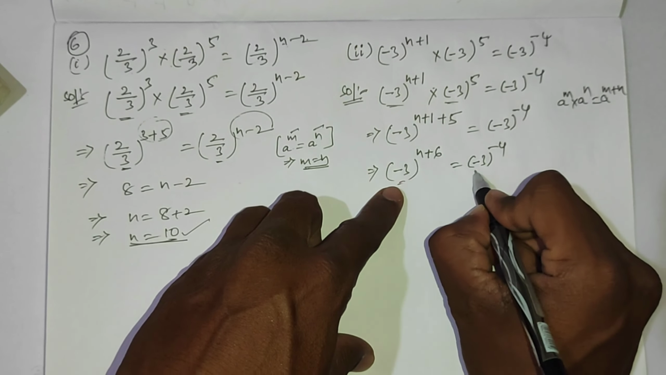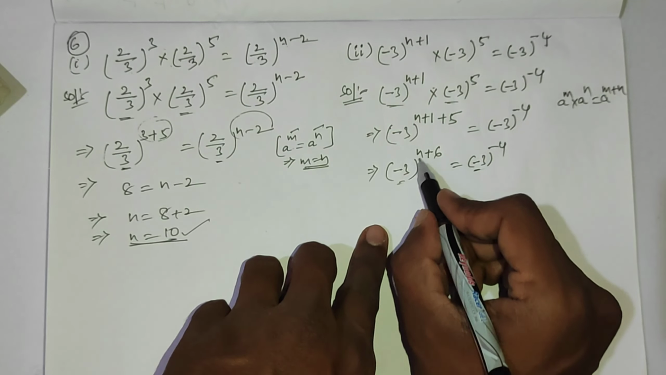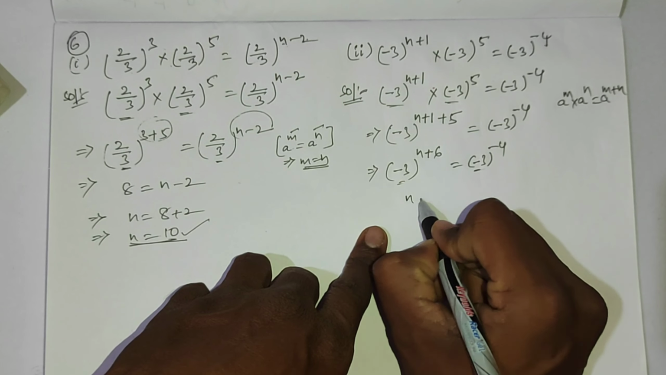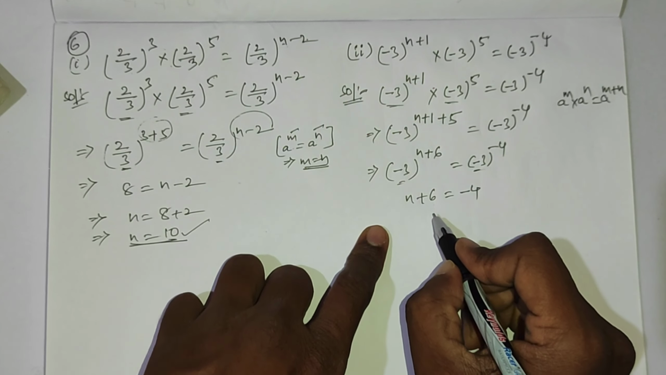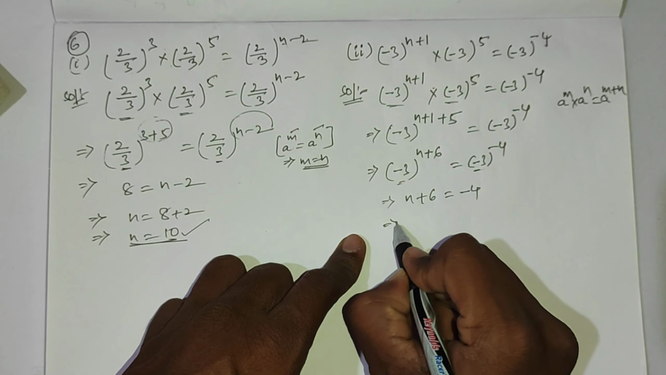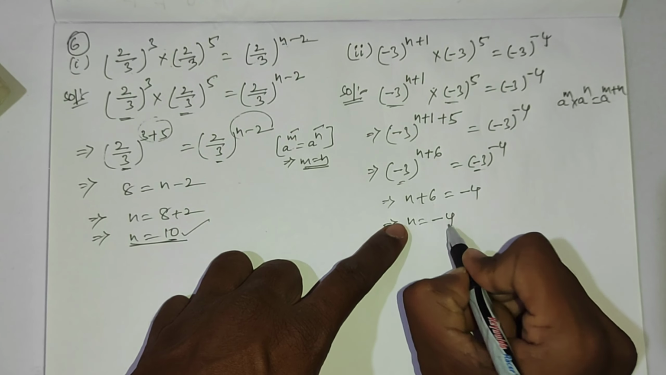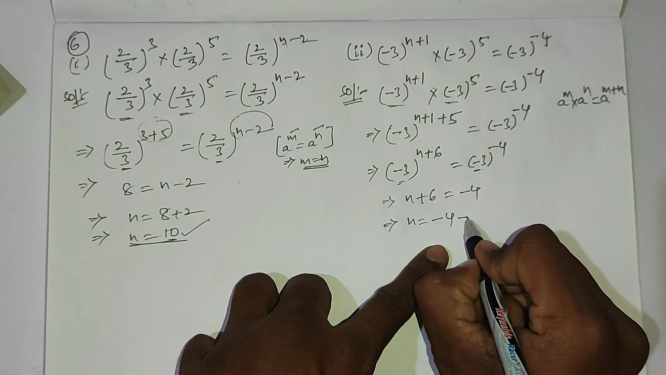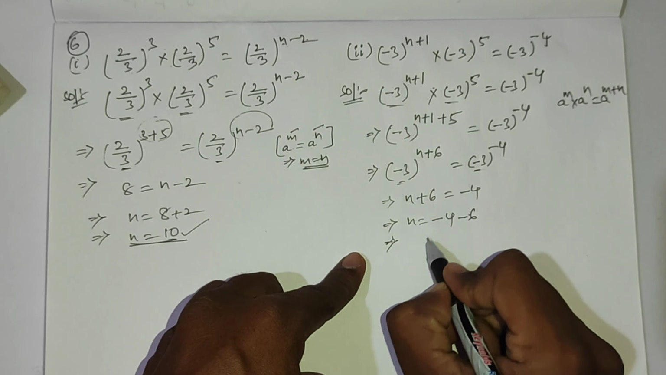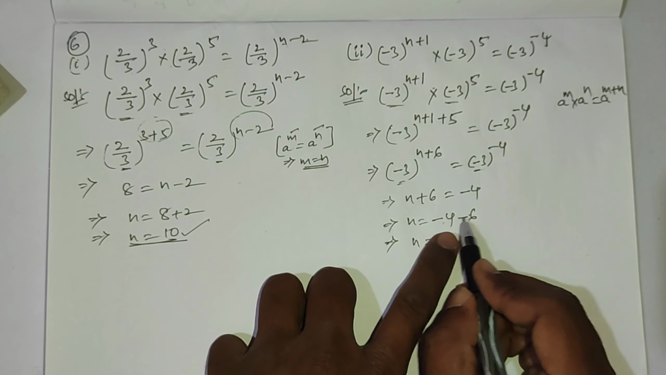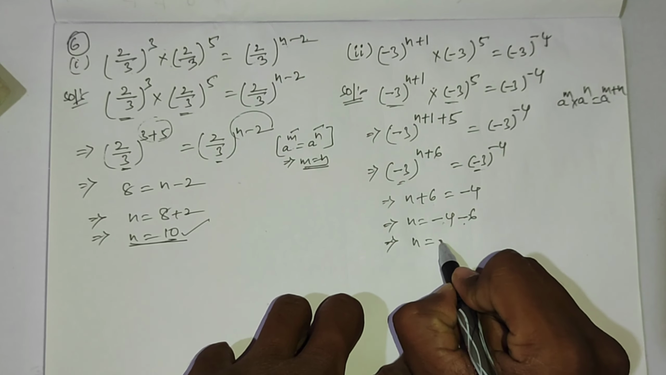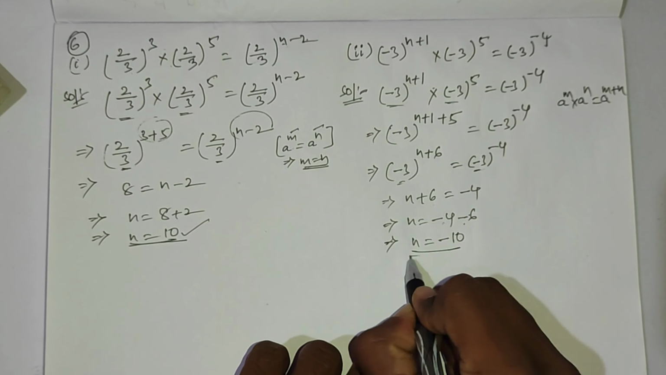Again the bases are equal, so we equate the exponents: n plus 6 is equal to minus 4. This implies n is equal to minus 4, and transposing the plus 6 becomes minus 6. When two negatives are there, we add and give the negative symbol. So the answer is minus 10.